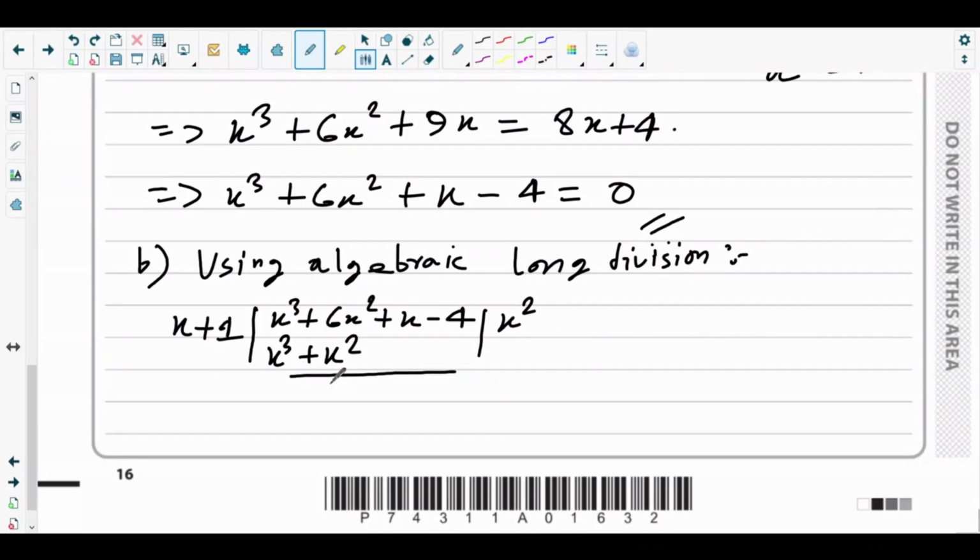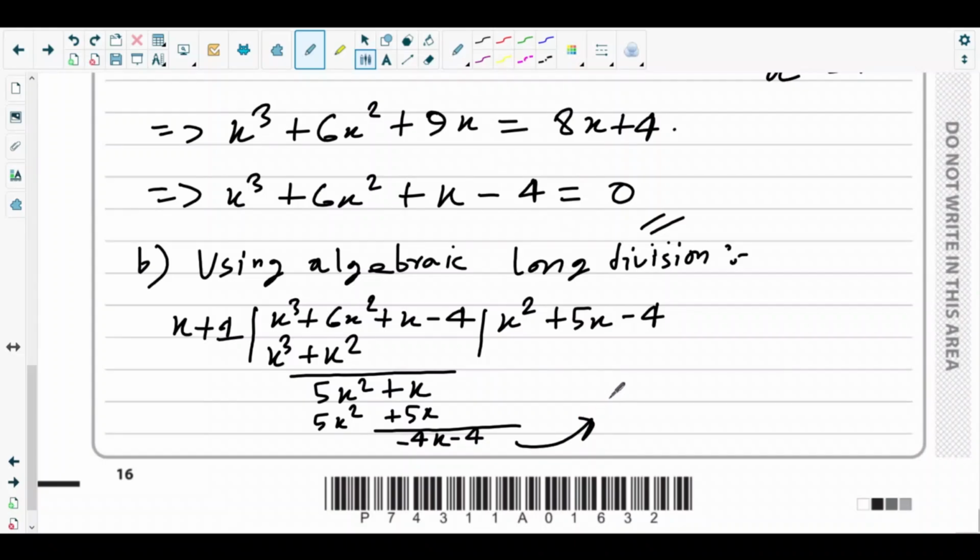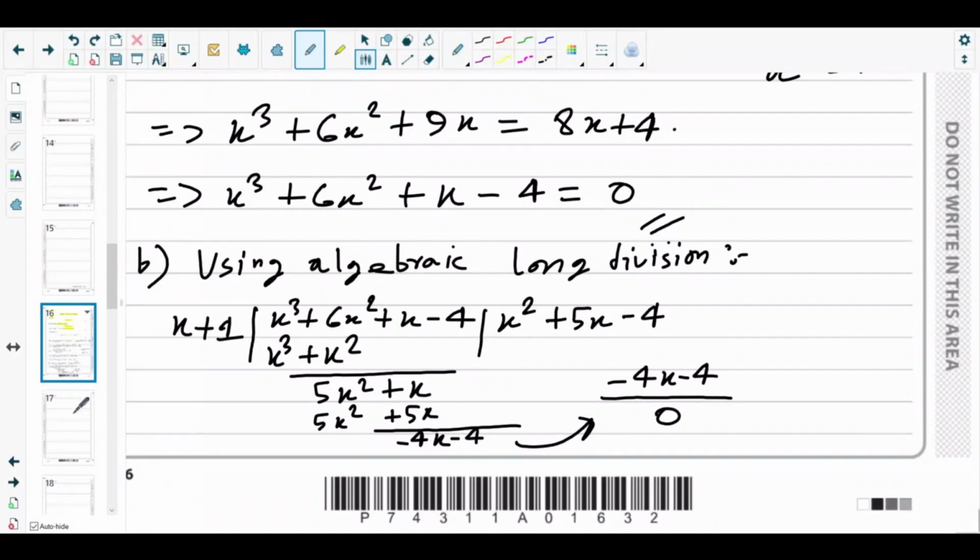So x cubed cancels out, so you'll get 5x squared plus x. Since there are two terms, we need two terms here. Now multiply by 5x, so you'll get 5x squared plus 5x, and then you will have negative 4x there. Take negative 4 down. Now multiply by negative 4, so you'll get negative 4x, negative 4. Then the remainder will become 0. That means x cubed plus 6x squared plus x minus 4.